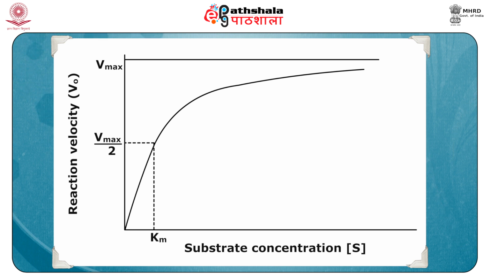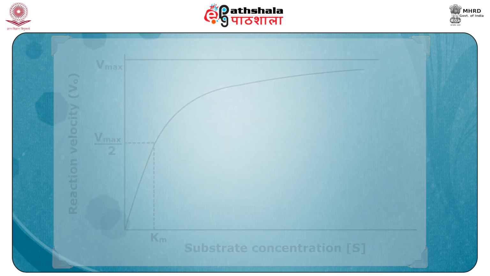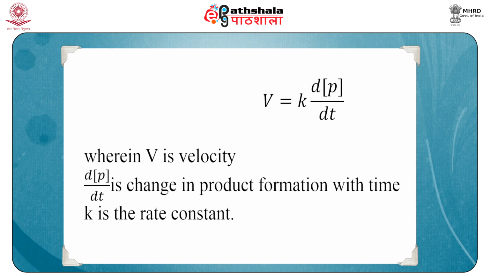This behavior was interpreted as the overall reaction being composed of two reactions. One, the enzyme binds the substrate forming an enzyme substrate complex. Two, the complex breaks down to form the product and enzyme. As per the figure, when the enzyme is fully saturated at high substrate concentrations, the overall reaction is insensitive to further increase in substrate concentration. At this stage, when the velocity is Vmax, all enzyme is in the ES, or enzyme substrate complex.